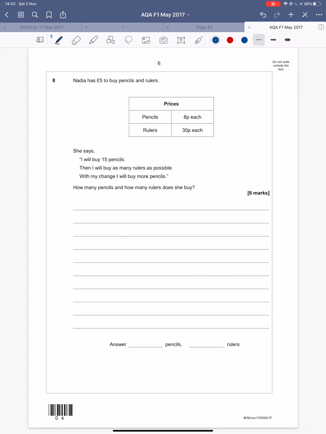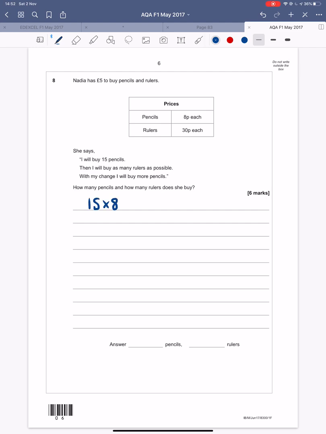Next one, Nadia's got £5 to buy pencils and rulers. She says she buys 15 pencils, they're 8p each, and as many rulers as possible, and then buy more pencils. How many pencils and how many rulers does she buy? So she's going to buy 15 pencils first of all.